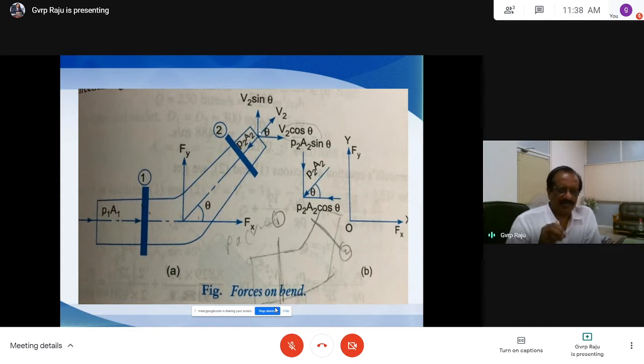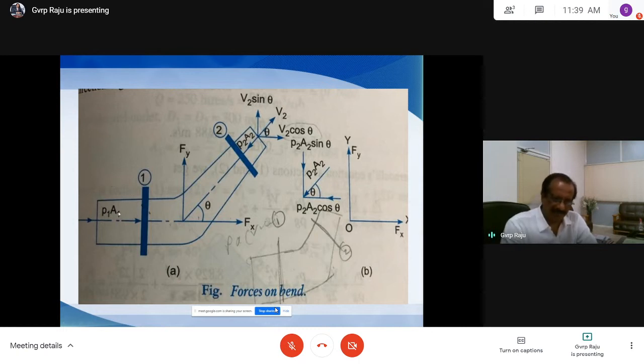Which forces are really required to keep it in equilibrium, or which forces are necessary to take up this issue? So we have three important forces. We have the pressure force here. This is section 1 and this is section 2. So we have pressure forces here.